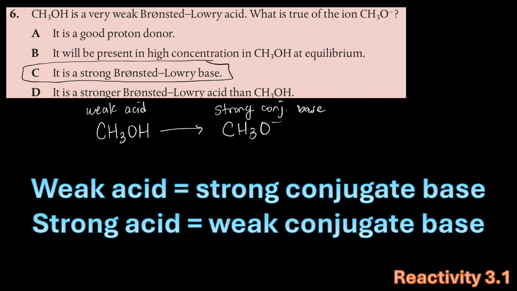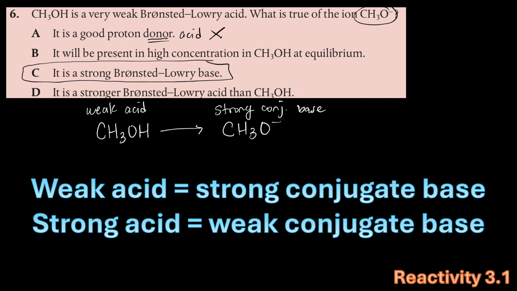If you want to go through why the other ones are wrong, we can do that real quick. A, it says, is a good proton donor. Remember, a proton donor is an acid. We're talking about CH3O-, which is the conjugate base. It's not an acid. We're not talking about the acid anymore. So in order for A to be correct, it would have to say good proton acceptor. So that's not the right answer.